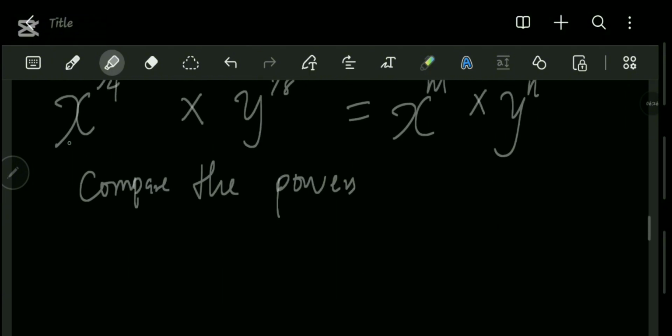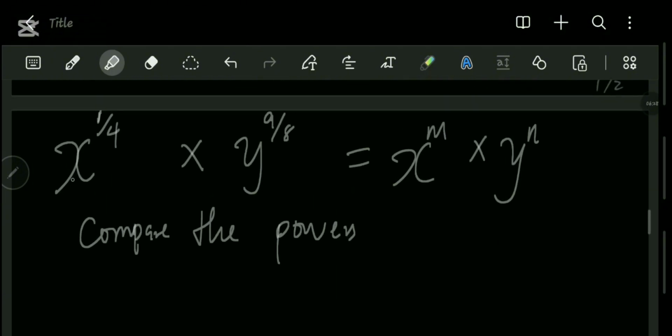Comparing the powers, compare x on the left with x on the right. So it means that m is 1 over 4. M is 1 over 4. And n here is going to be 9 over 8. N is 9 over 8.